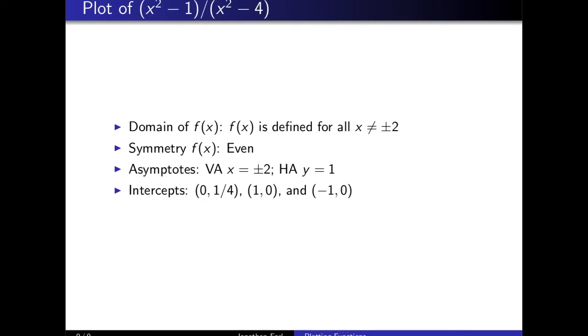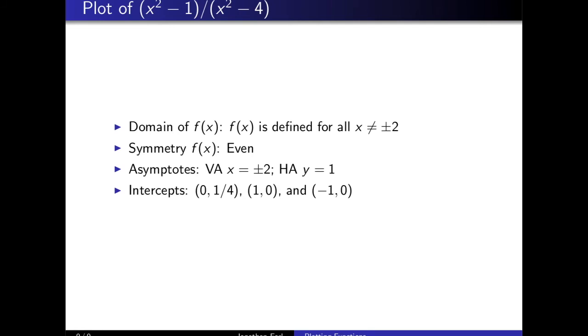Okay, so then we'll do the second example. So we'll do x squared minus 1 over x squared minus 4. And what we can see is that our function is defined everywhere except for x equals plus and minus 2. Our function is going to have even symmetry because we've got an even function divided into an even function. So you could think about this as it's going to work like subtraction. You subtract an even number from an even number, you get an even number.